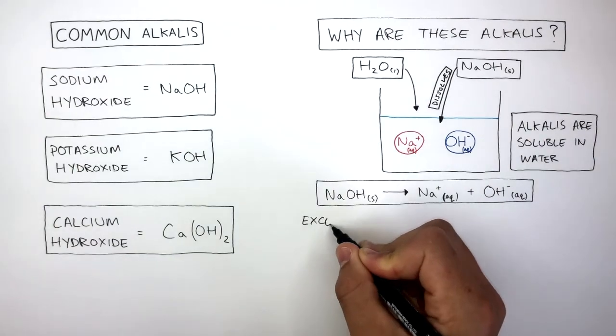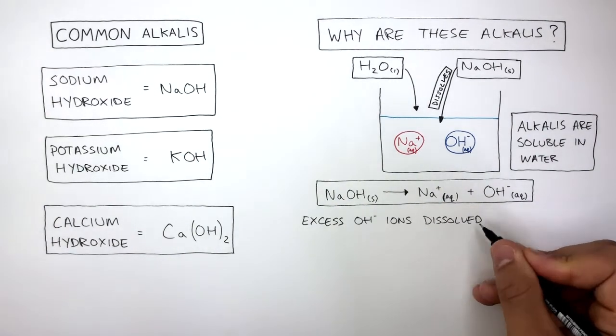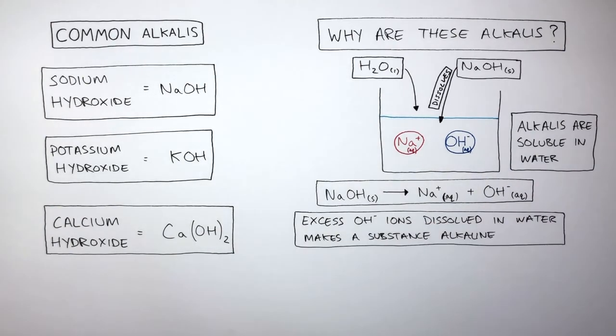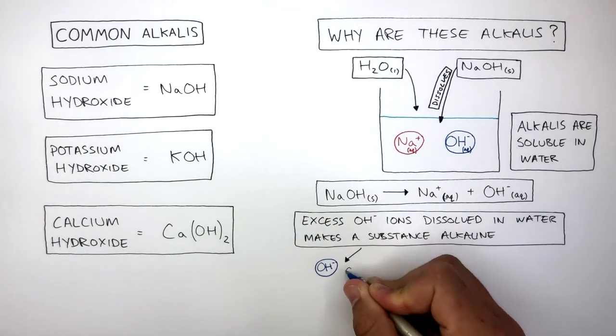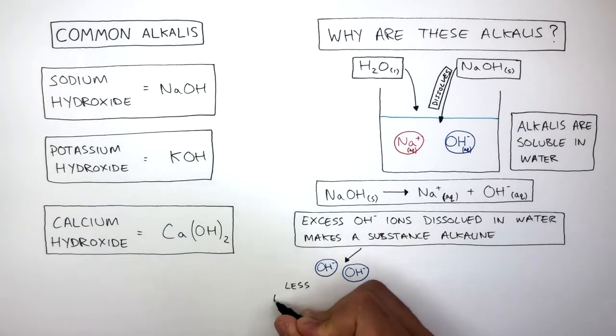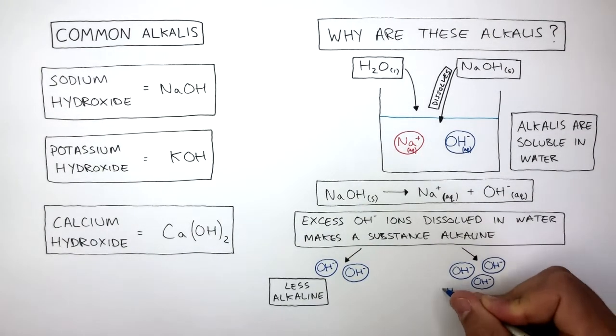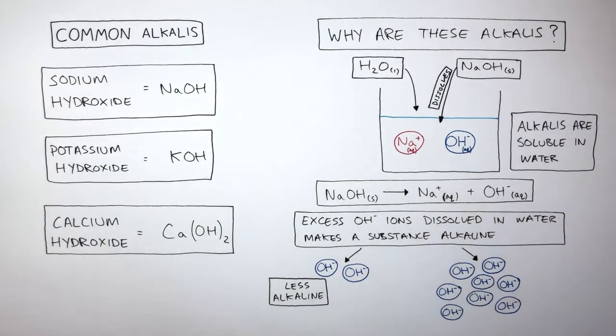Now it's the excess OH- ions dissolved in water which makes a substance alkaline. So the fewer hydroxide ions dissolved in solution, the less alkaline that solution is. And the more hydroxide ions dissolved in solution, the more alkaline that solution is.